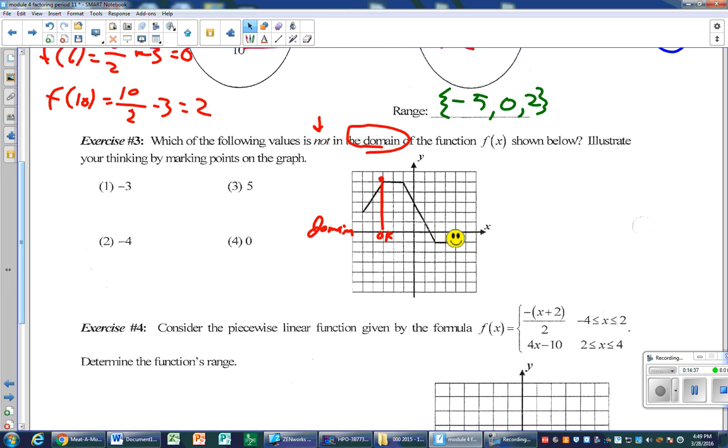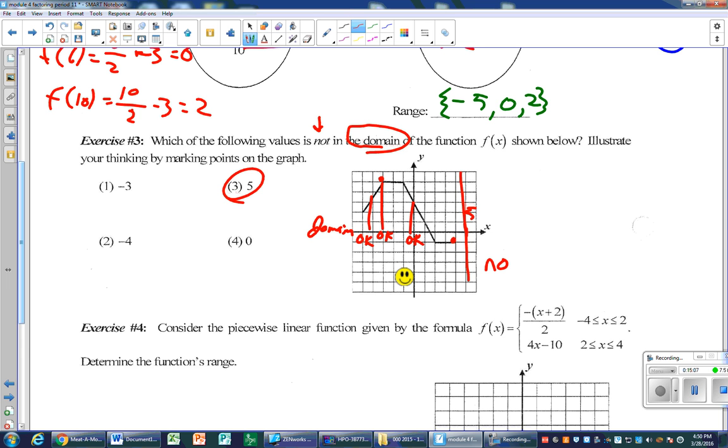1, 2, 3, 4, 5. There's 5. Nope, because the graph stopped there. So 5 is not. Check negative 4. Negative 1, negative 2, negative 3, negative 4. Negative 4 is okay, and obviously 0 is okay.